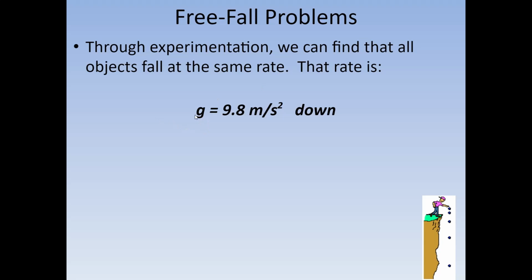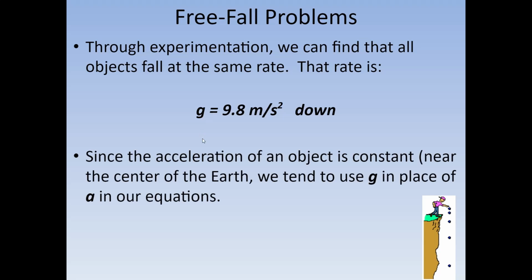We use the symbol g to represent this because it's the acceleration of gravity. Though this also does have another name. This is also called the gravitational field strength, but you're probably, at least for now, only going to see it as the acceleration due to gravity.